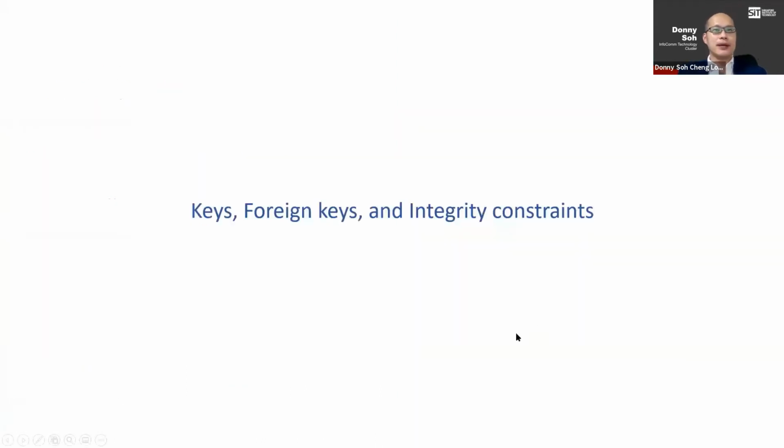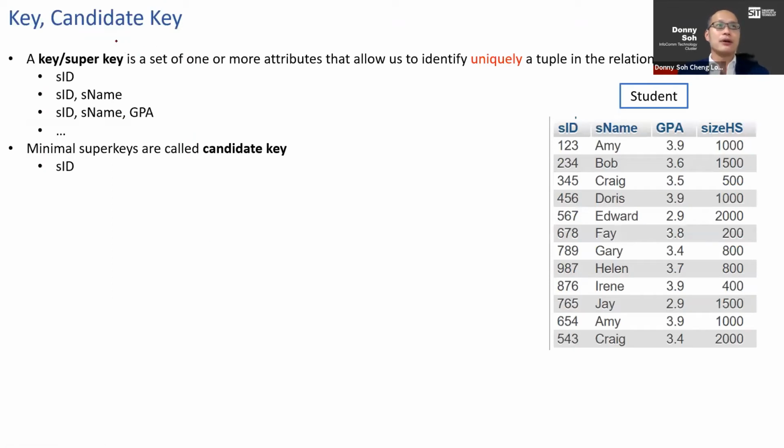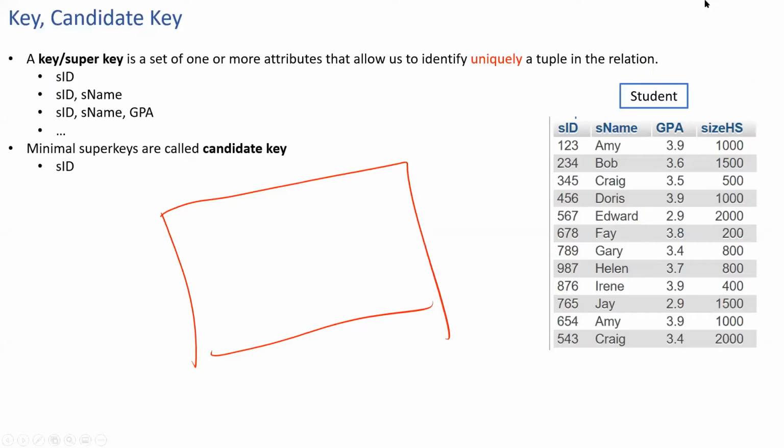Okay, so back to the lectures. Last week, on Tuesday, we talked about keys, foreign keys, and also integrity constraints. We talked a little bit about key or candidate key. So maybe a little bit of recap before I jump right into the material. Last week we talked about relational algebra.